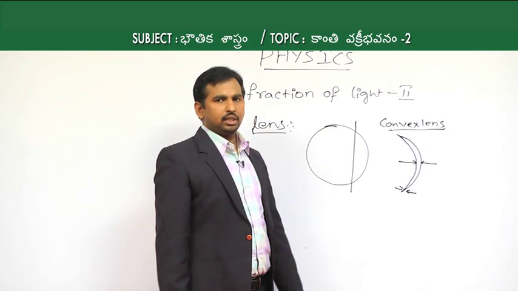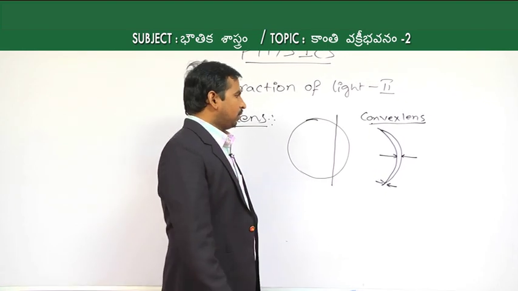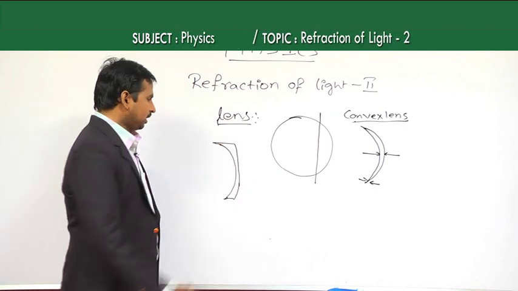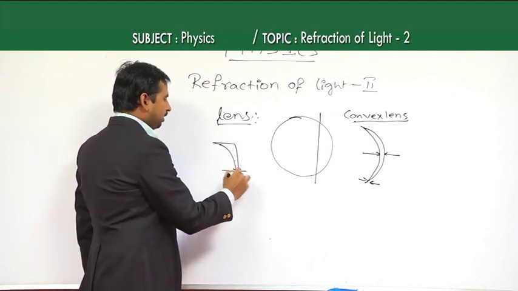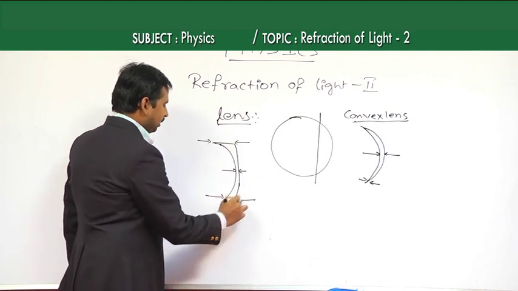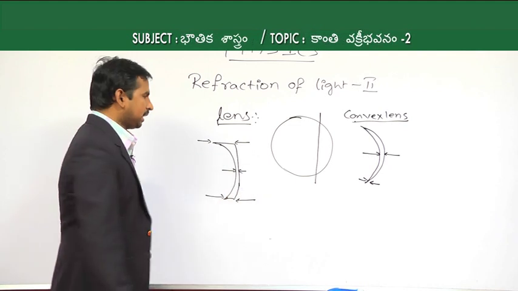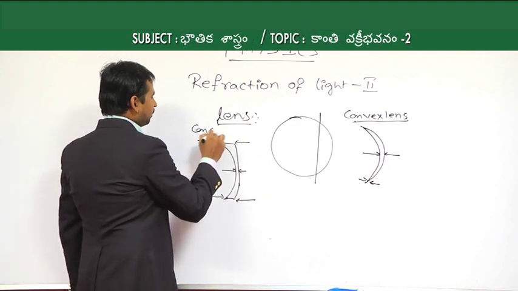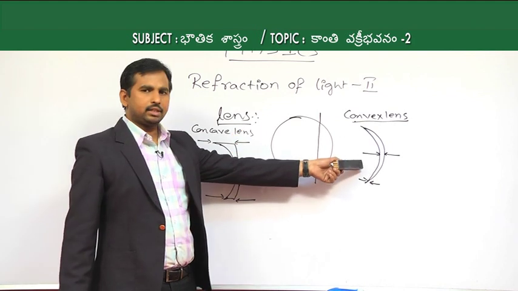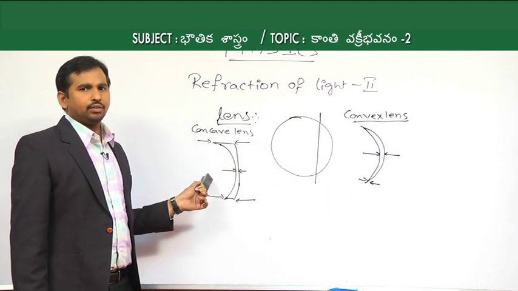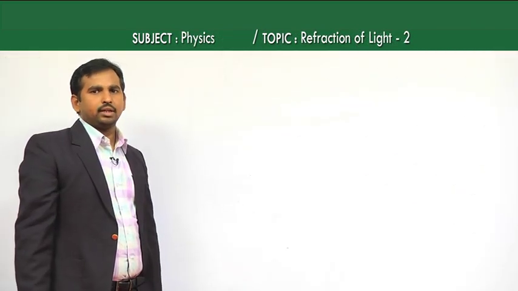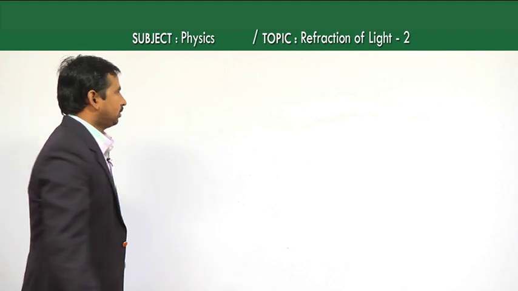Now, if you take the lens such that the thickness is less in the middle, whereas the thickness is more at the edge, this type of lens we call a concave lens. This is a convex lens and this is a concave lens. Now, we will see the refraction in this convex lens and concave lens.